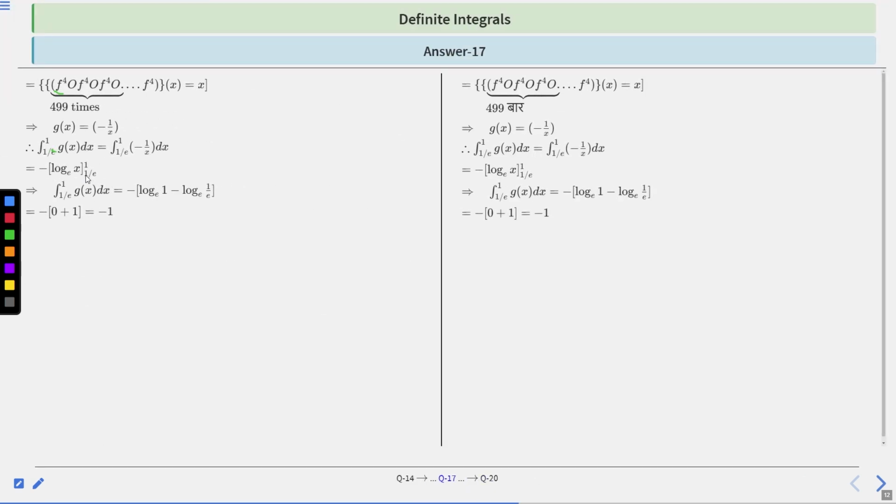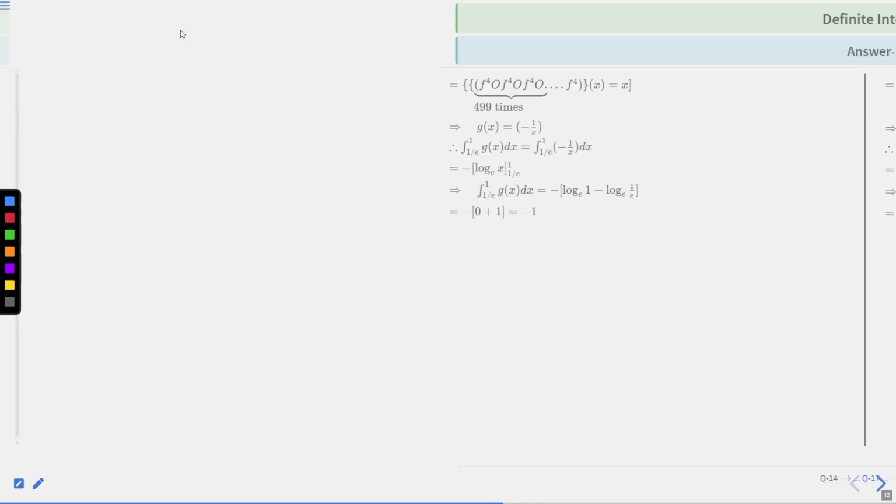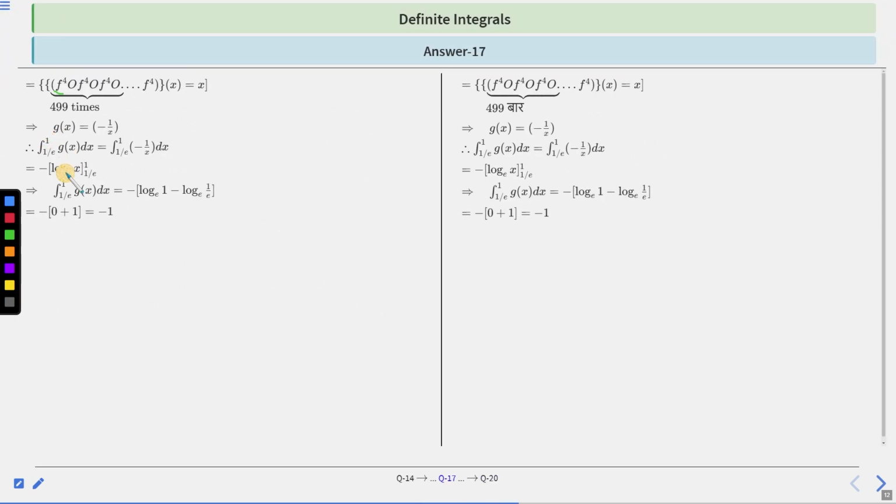Okay. Therefore, the integration from 1/e to 1 of g(x) dx is basically the integration from 1/e to 1 of minus 1 by x dx. So after solving, you will get minus log_e x, and the limit is from 1/e to 1. So after integration, the integral from 1/e to 1 of g(x) dx is equal to minus of [log_e 1 minus log_e (1/e)], which after solving, you will get the answer as minus 1. Clear? Minus 1.